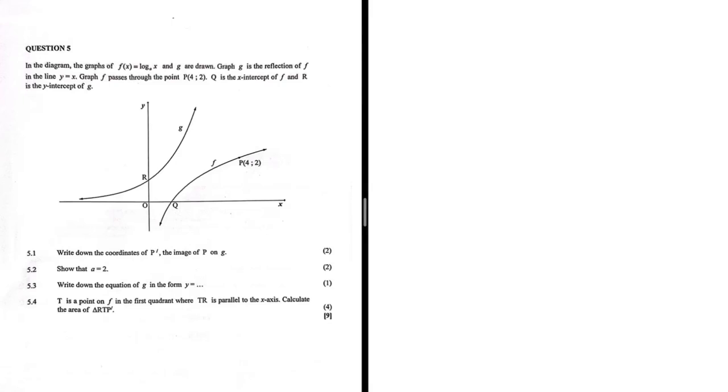Write down the coordinates of P prime, the image of P on g. Let's go ahead and take a look and see what is happening. So in the diagram, the graphs of f of x is equal to log of x base a and g are drawn.